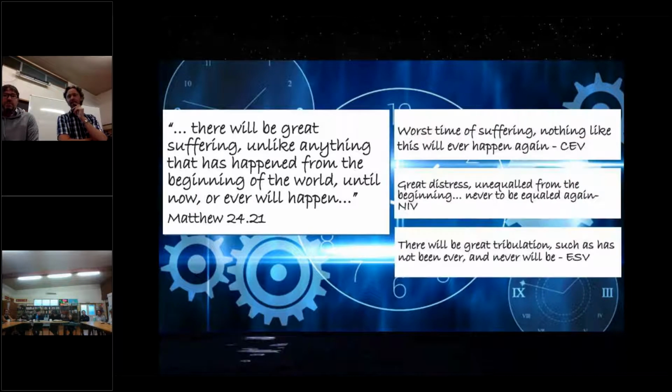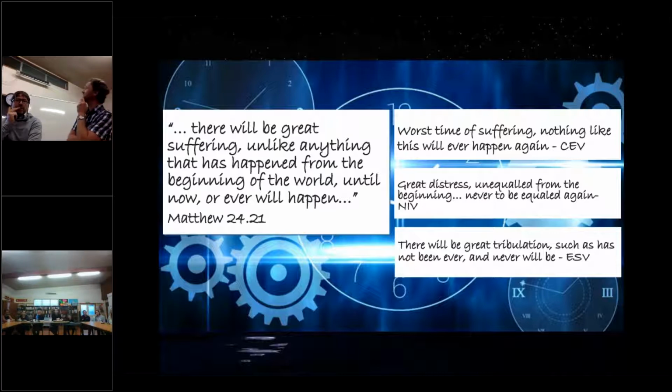There are a few other translations that I've got there. I think the first one's the NET translation. Then the Contemporary English Version. They're saying the same thing, but in colloquial speech. Like nothing like this will ever happen again.